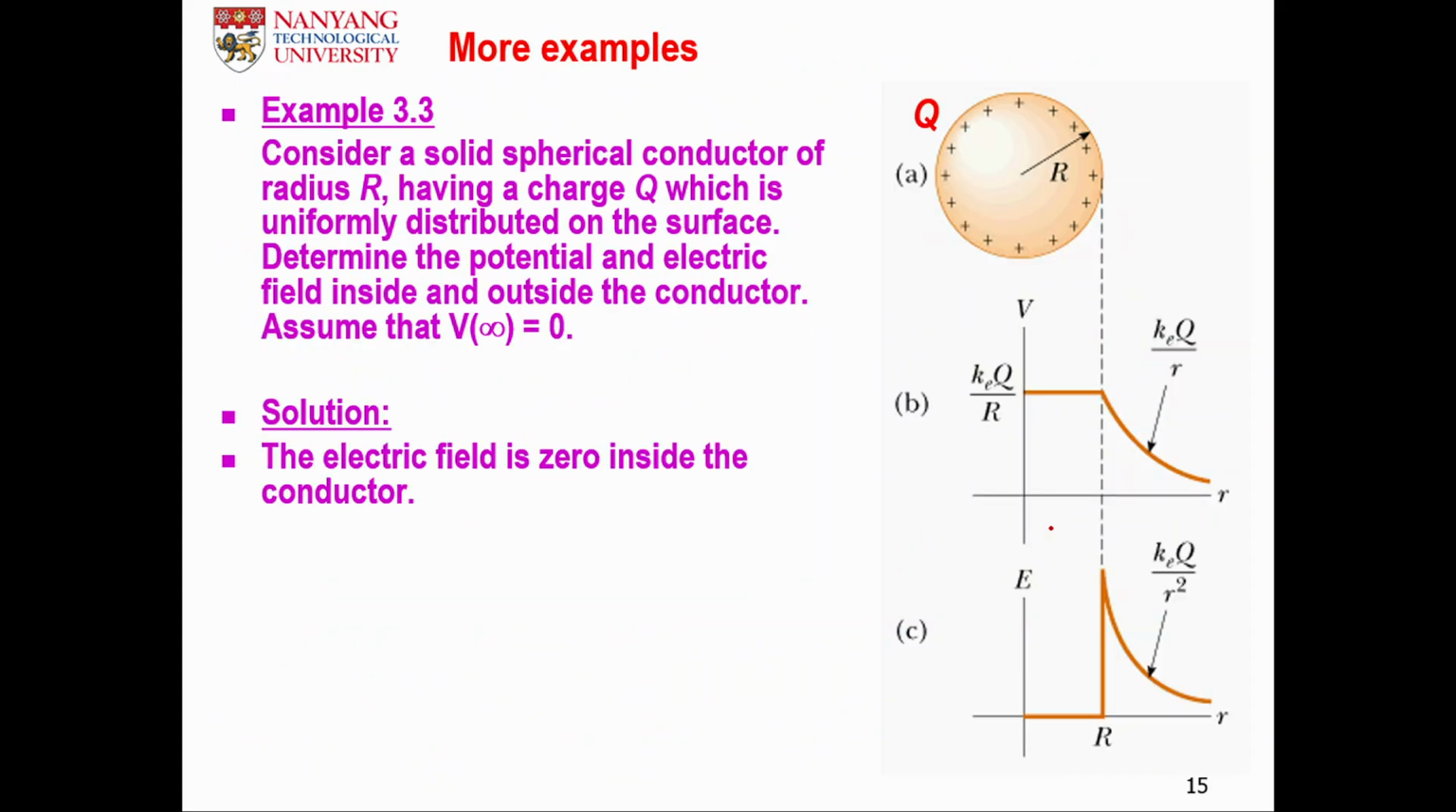Okay, so I guess we have one more example. Here is a solid spherical conductor, radius capital R, also having a total charge capital Q, and it is uniformly distributed on the surface. Determine the potential and electrical field, basically V and E, inside and outside the conductor.